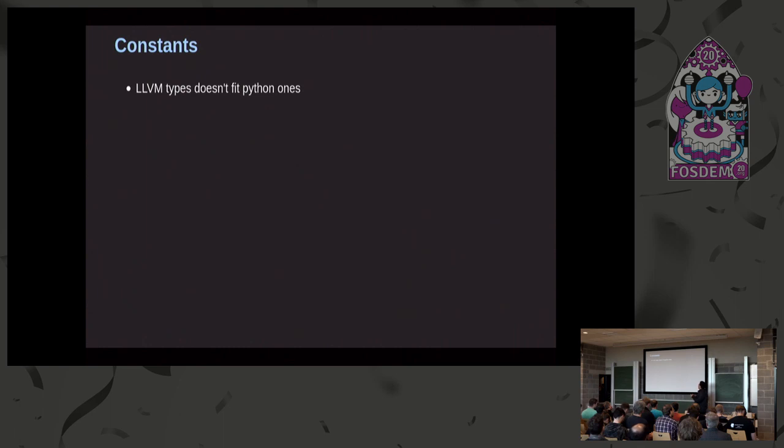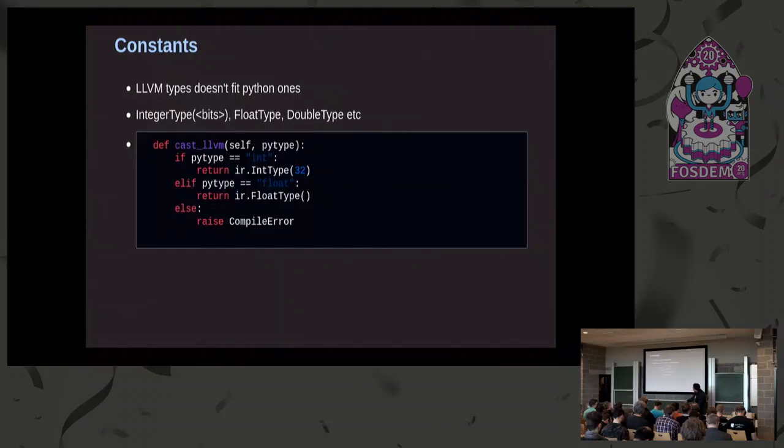LLVM types don't directly fit Python ones, so we need to convert them. Python's integers don't have a specific bit length, so we are going to use 32 by default, and we are going to use float for our float type, not double. This is the cast LLVM function. If the given type is integer, we are going to return LLVM's int type. If it is float, we are going to return the float type. And if the type is something we don't know, we will raise a compiler error.